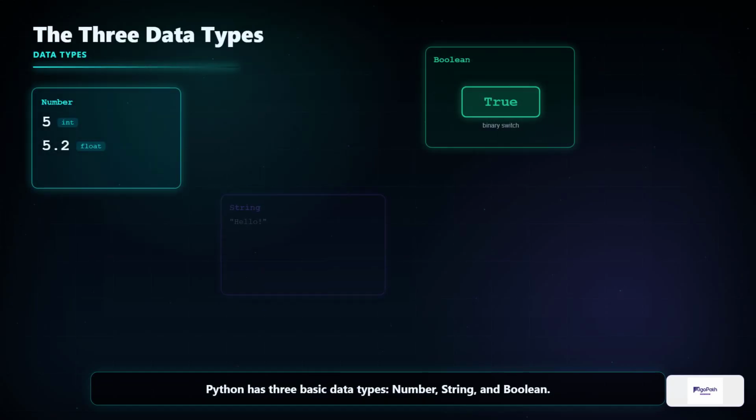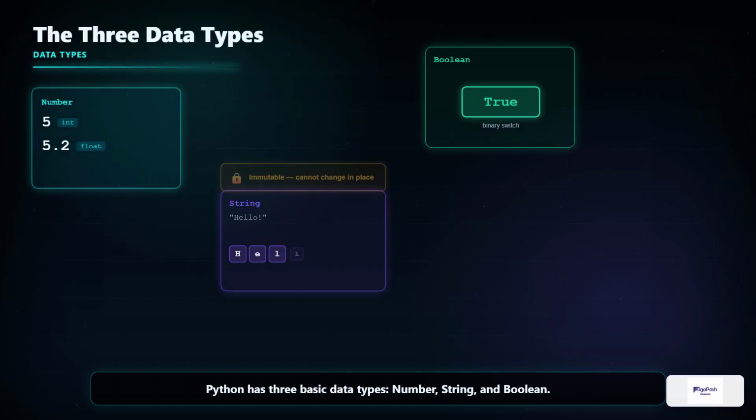Python organizes data into types. A number can be a whole integer like 5, or a decimal float like 5.2. A string is a sequence of characters. Notice how hello is built letter by letter. Strings are immutable. Once created, you cannot change them in place. A Boolean is the simplest type, just true or false, like a light switch.